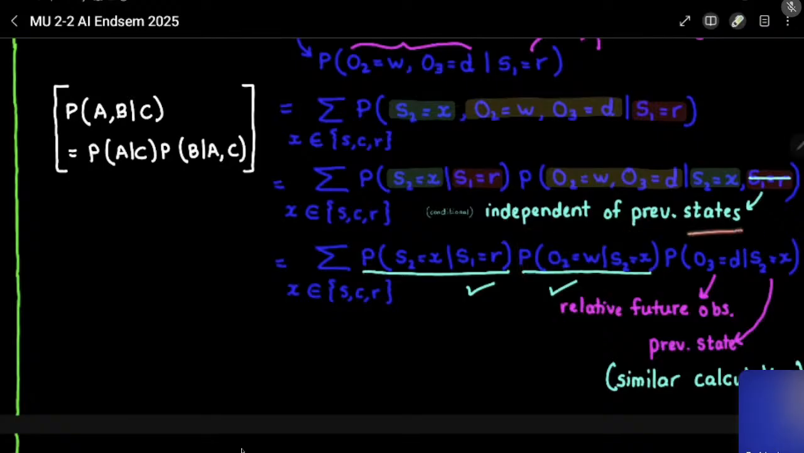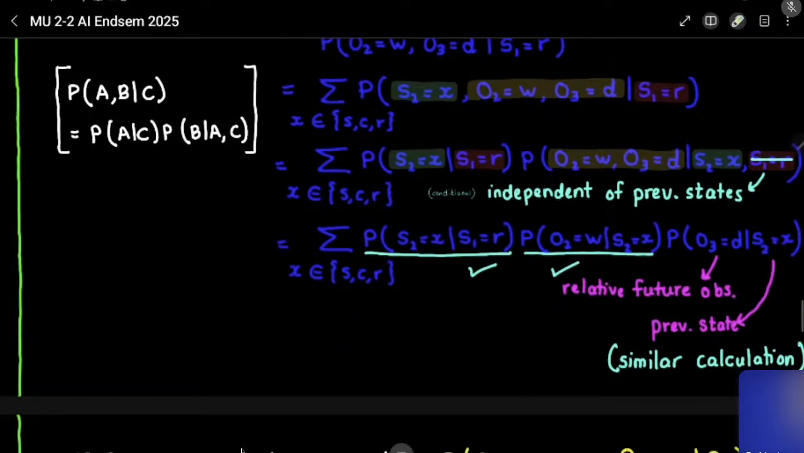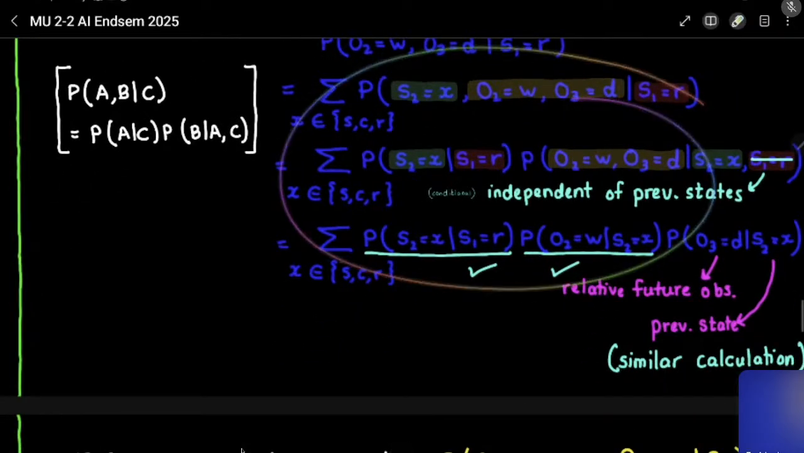Now all that remains is computing this part. If you realize, this is nothing but a future observation. So if you're telling given S2 is equal to X, we have to find the probability that O3, the observation on day 3, is dry. So this is very similar to this problem now. You have a future observation given some previous state. So you have to do a similar calculation to calculate this one.